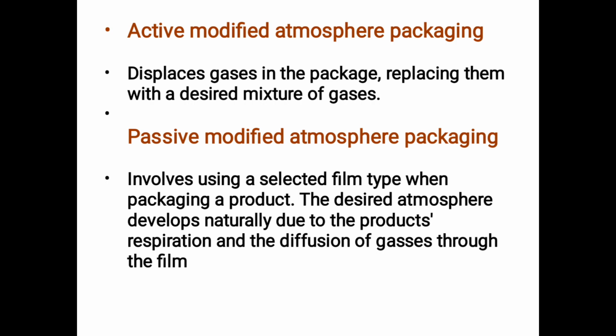Then next, there are two types of modified atmospheric package: active modified atmospheric package and passive modified atmospheric package. What is the major difference between them? In active modified atmospheric package, gas in the package is displaced, replacing it with a desired mixture of gases. But in passive, the desired atmosphere develops naturally due to the product's respiration and diffusion of gases through the film. An example of active is like Lay's packet. But passive is like in Reliance Trends or Marts, where you see fruits packed in some kind of packages. Those are some modified atmospheric passive packagings.